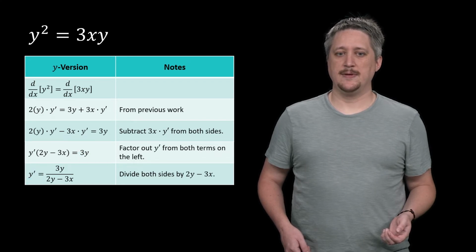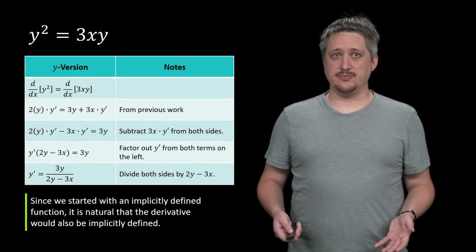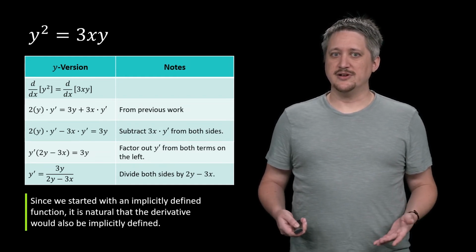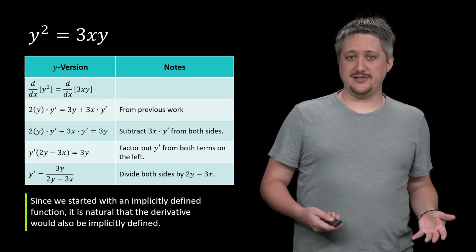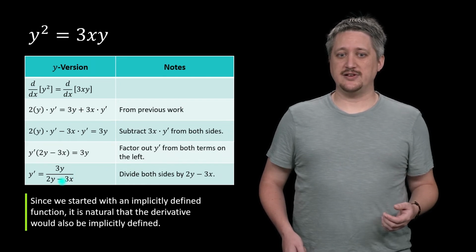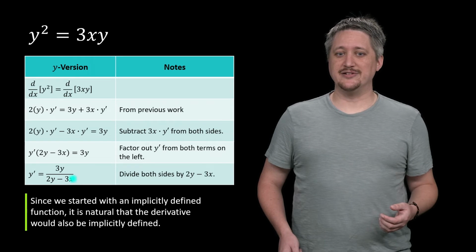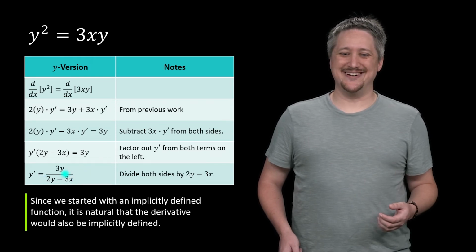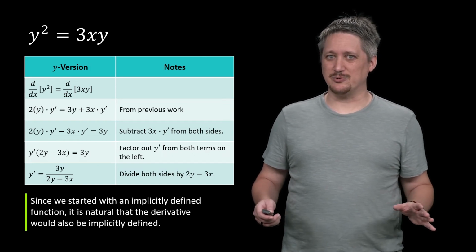Now, it's worth a note here that we started with an implicitly defined function, and so it's natural that we would end with an implicitly defined function, right? So it's not a bad thing, and it's not even surprising that we have y's and x's on this side. The y prime equals, and we have a nice, well, maybe not nice, but a relatively okay implicitly defined piece there. That's totally normal. Don't have to worry about that, okay?